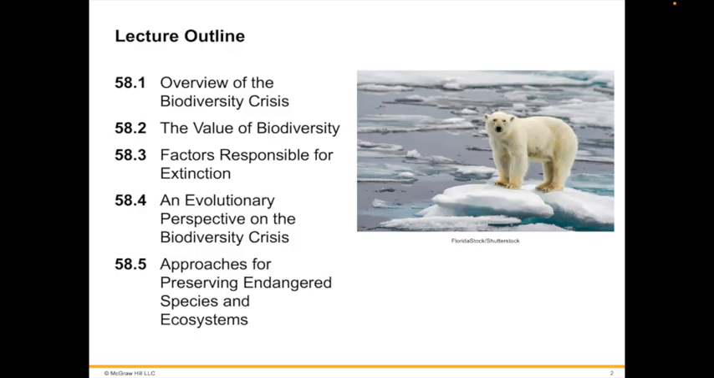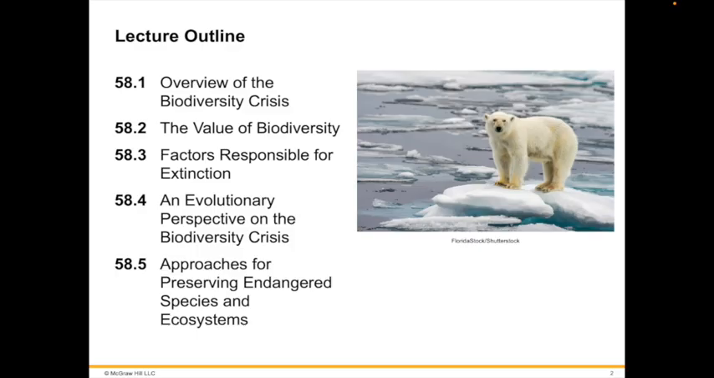In this chapter, you will first examine the biodiversity crisis and its importance, then, using case histories, identify and study factors that have played key roles in many extinctions, and finish the chapter with a review of recovery efforts at the species and community levels.